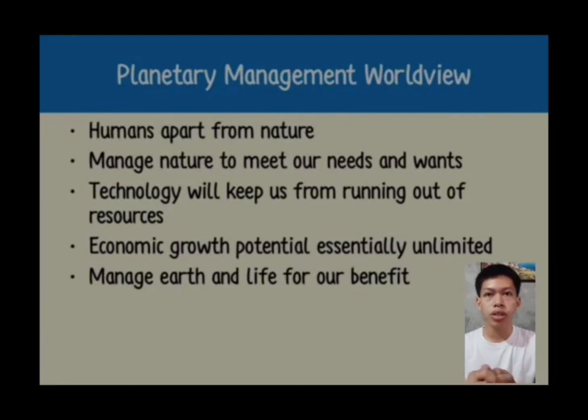So my explanation is, the planetary management worldview sees humans as separate from nature and believes we should control nature to meet our needs and desires. It trusts technology to solve resource shortages and assumes endless economic growth is possible. The focus is on managing Earth for human benefit.